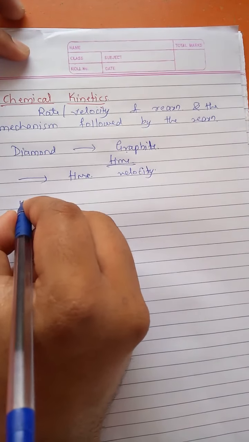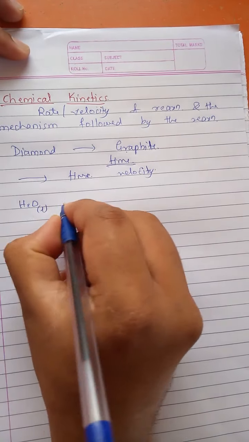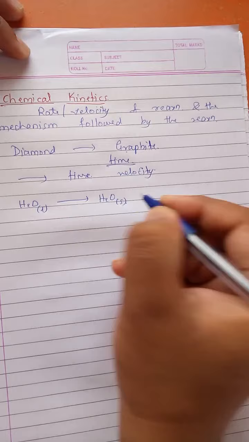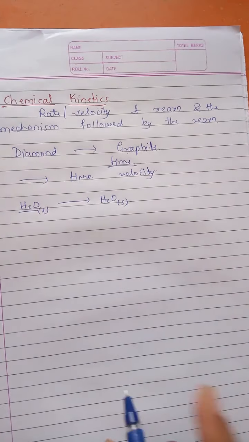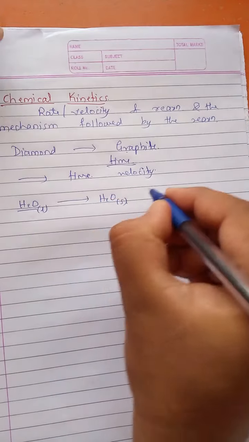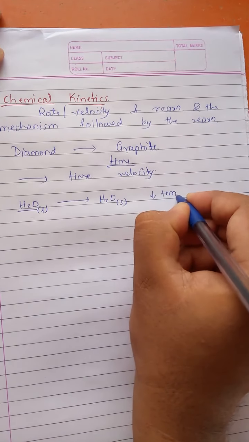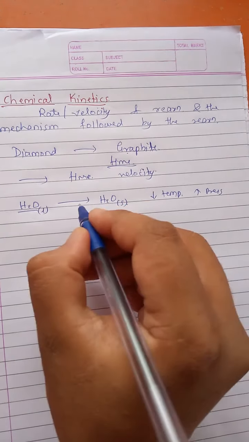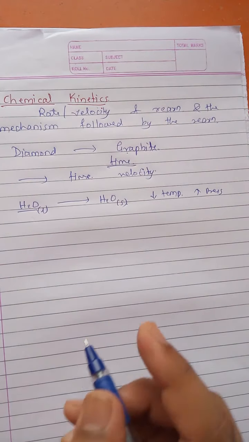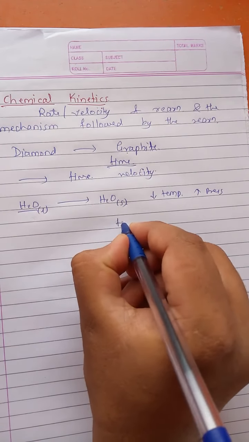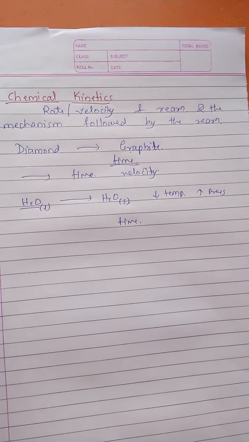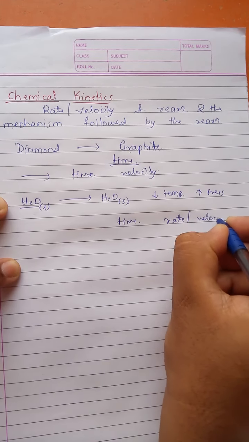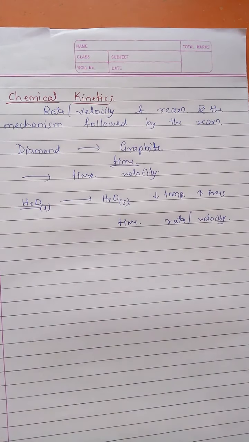Another example: liquid water can be converted into solid water. That is, the liquid state of water can be converted into the solid state. For that we should decrease the temperature or increase the pressure. Then at that time the liquid state of water can be converted into the gaseous state. During this there will be a time. With respect to that time, we can calculate the rate or velocity of a reaction. This is called chemical kinetics.